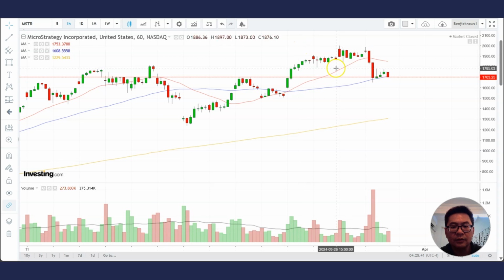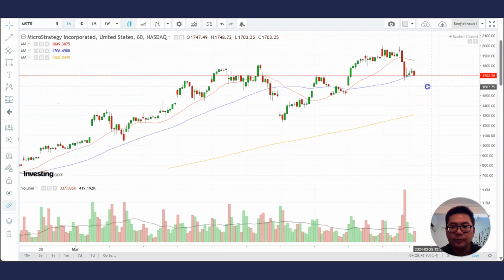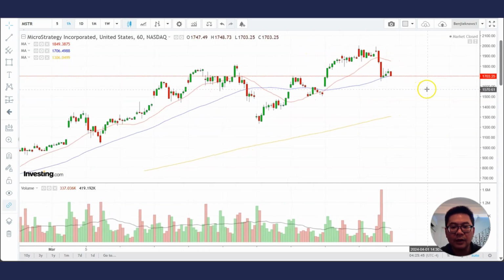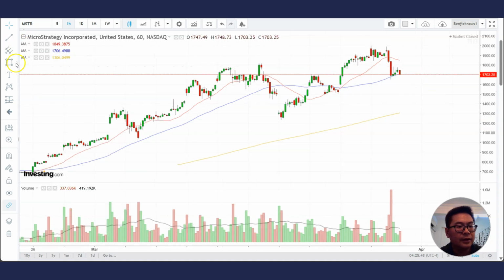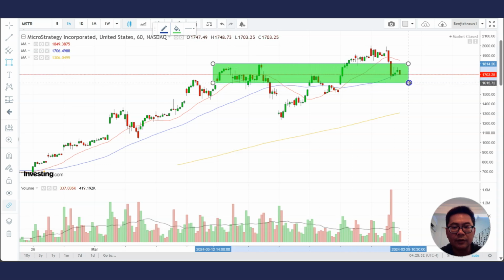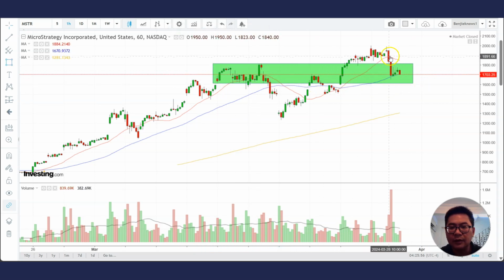Now, let's take a look at the hourly chart. You can see that right now it is still sitting at this support area, the tops here, and that is why the stock stopped dropping yesterday at this area. If this support area does not hold, there's a possibility that it might continue to move down and meet the 200 MA. So that's something for you to think about.